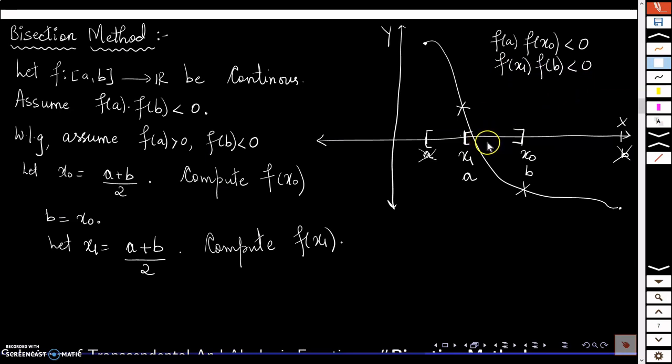So by the theorem that I saw in the previous slide, it will definitely have a root, as you can see in the graph also, right? So the new interval AB is there, so I will choose now A is equal to x1. Rename x1 as A. Again I have the interval AB with me, and again I will do the same process.